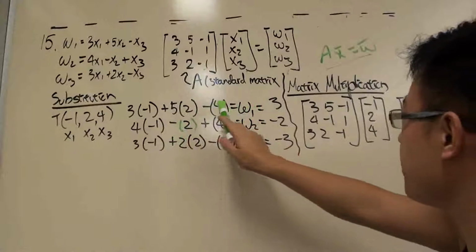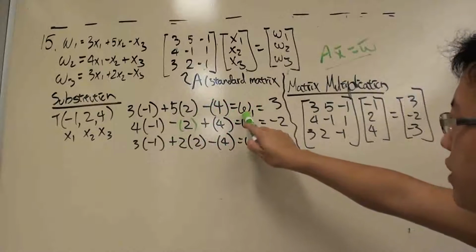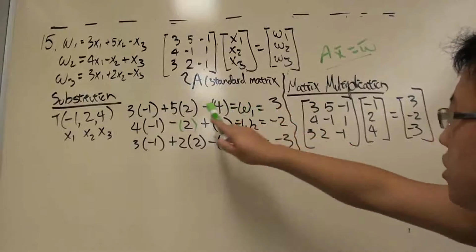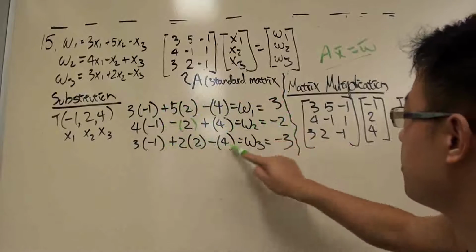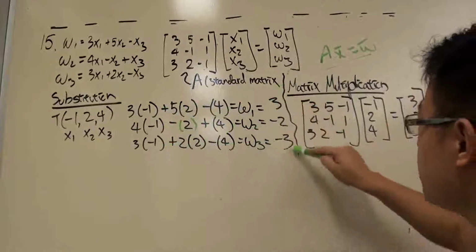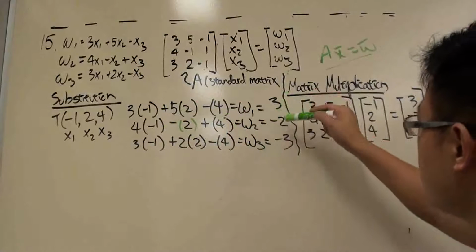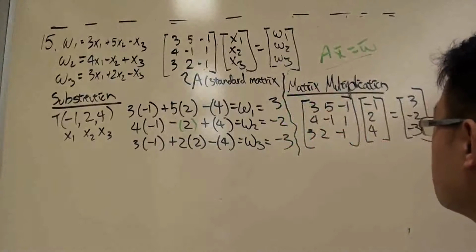So anyway, if you sub it all together, that's going to give you the constant column. If you sub all this, you're going to get 3. Sub all this, negative 2, negative 3. So yeah, that's your answer. This is going to be your W vector: 3, negative 2, negative 3.